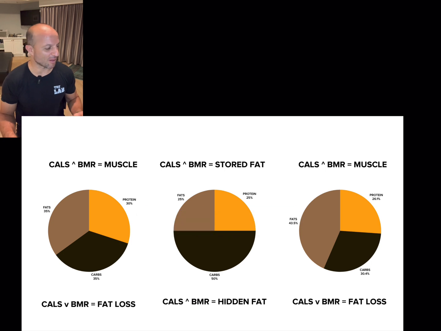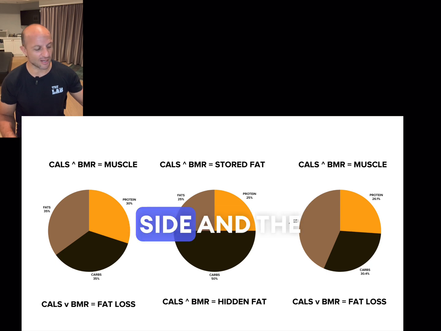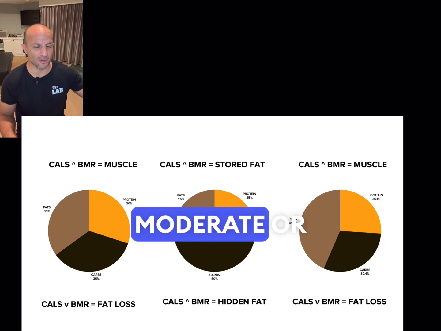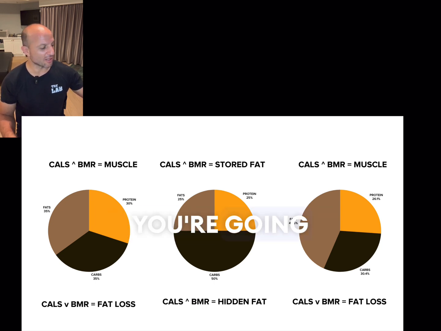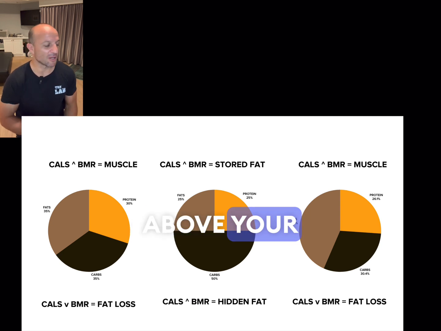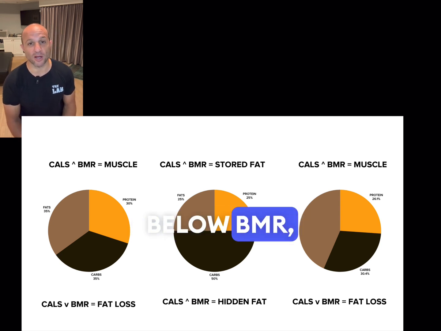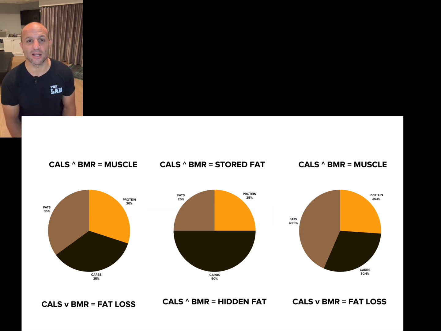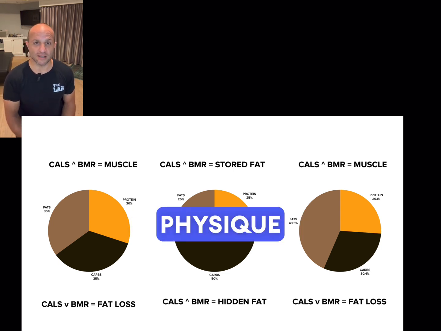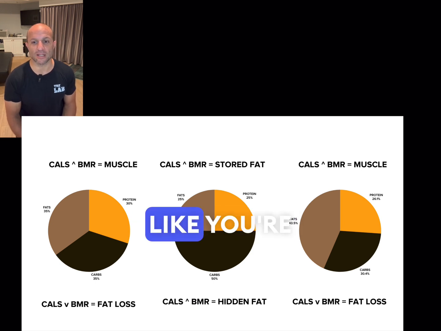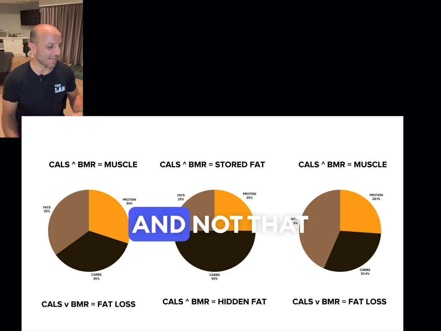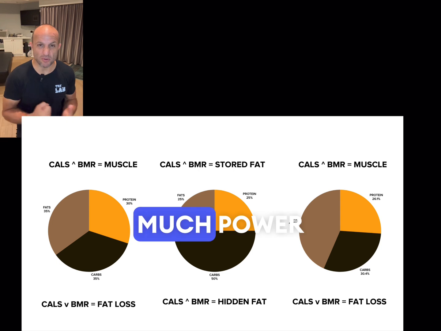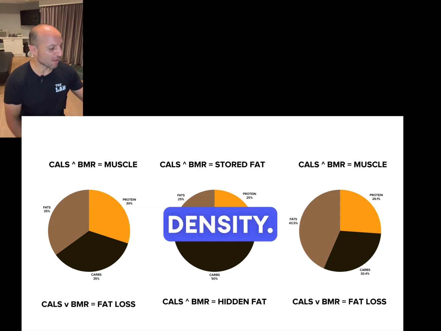This is where a majority of us will slip up. Either the carbohydrates, which I've labeled here, or the fats are generally on the higher side, and the protein is sort of moderate or slightly low. When we have that type of macronutrients, you're going to get stored fat if your calories are above your BMR. And if your calories are below BMR, you're going to get hidden fat, which is that kind of skinny fat look. So you're not going to get that firm, strong physique that a lot of people are looking for. It's going to be more like you're trying to lose weight, but then you're going to have that excess skin, that excess fat, and not that much power, strength, and you're going to lose muscle density.